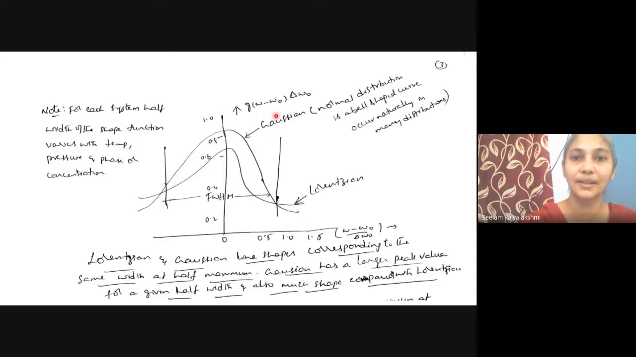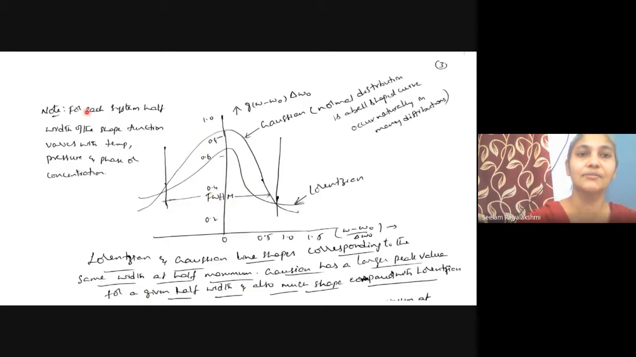Here the Gaussian line shape is the normal distribution, which is a bell-shaped curve. This bell-shaped curve occurs naturally in many distributions. So we can observe the Gaussian distribution in many cases. Normally we observe this one, and this is the Lorentzian distribution. This is the full width at half maximum.